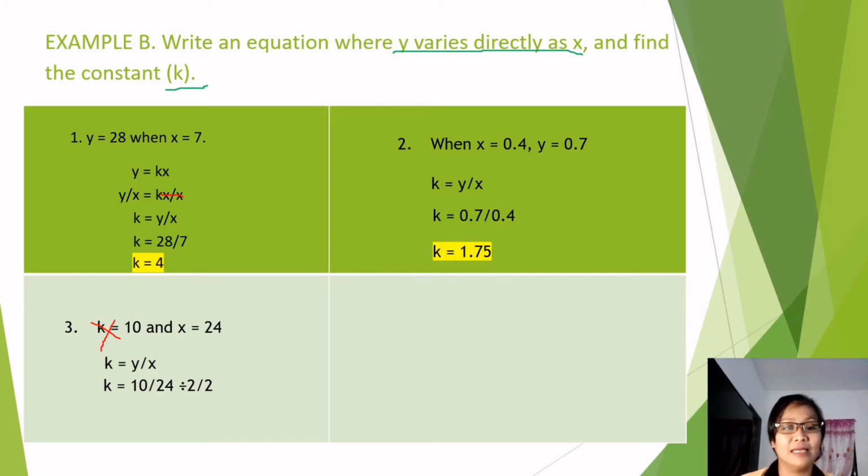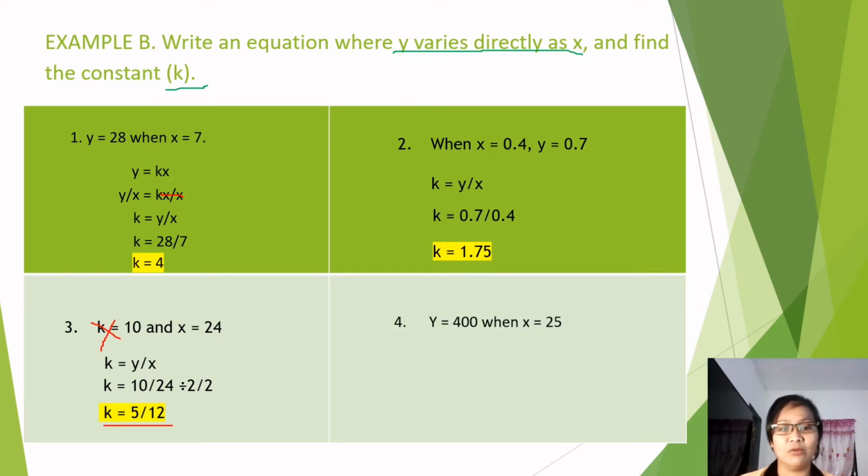And then, x is equal to 24. Paano natin ilo-lowest term si 10 over 24? So, 10 over 24 ay may common factor. Ang common factor nila ay 2. So, kailangan natin silang i-divide ng 2 both numerator and denominator. 10 divided by 2 is equal to 5 and 24 divided by 2 is 12. Therefore, we have 5 over 12.